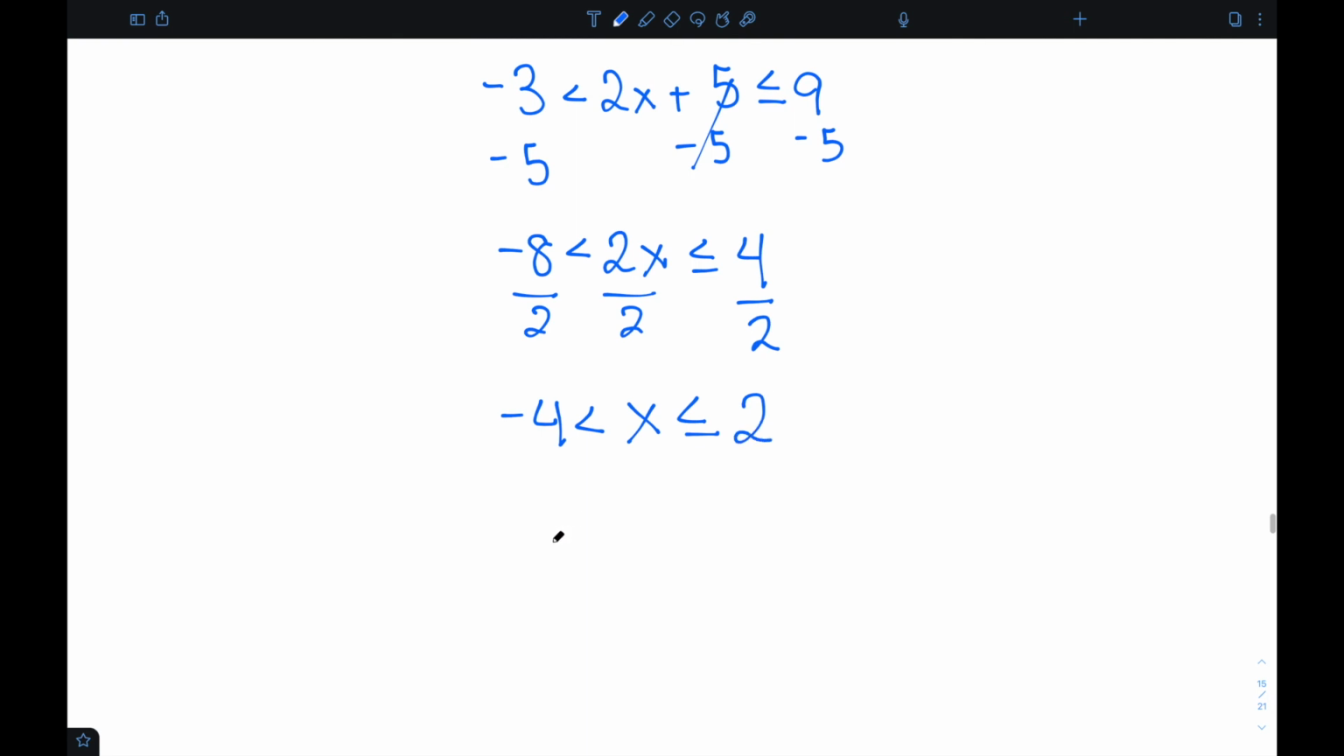When I write this in interval notation, we use a square bracket on 2 since we include the point 2, and a parenthesis on negative 4 since we do not include negative 4.